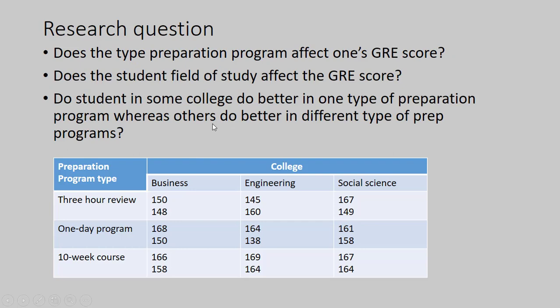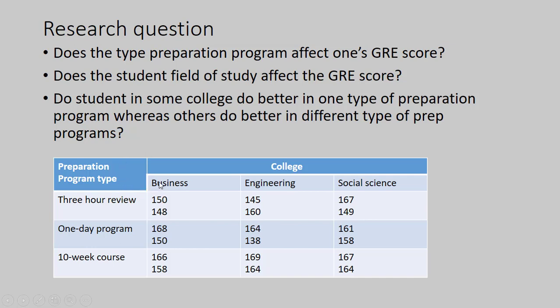So the research question is, does the type of preparation program affect the GRE score? And the second research question is, does the student's field of study affect the GRE score? And is there any interaction at all between the preparation program and the student's field? So do students in some colleges do better in one type of preparation program, whereas others do better in a different type of preparation program?